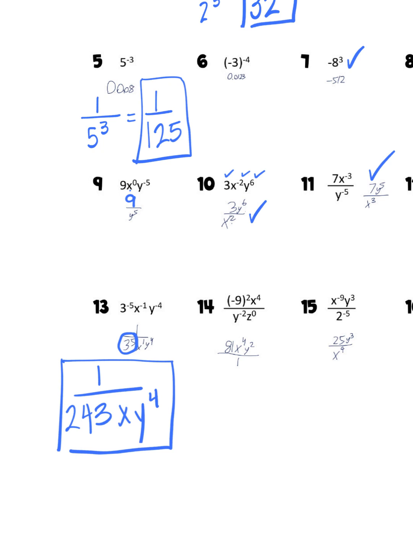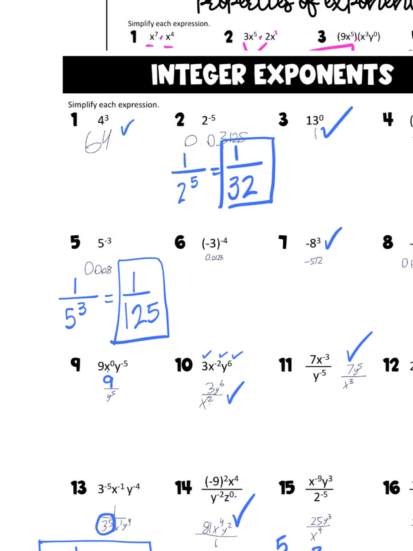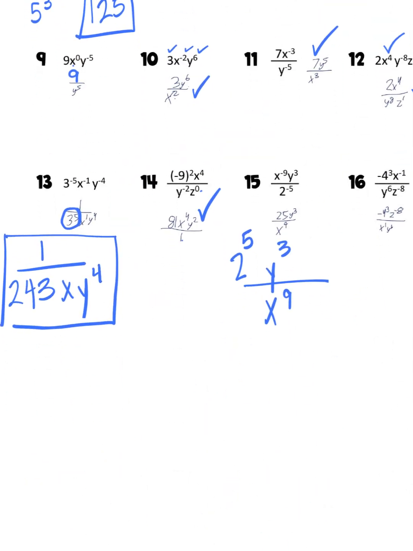Like you did here. You did 9 squared is 81. X to the 4th, and you move that up, and you have that there. You don't have to keep the 1 in the bottom, but it's still the right answer. This one here, you switched the x to the 9 in the bottom. You kept the y to the 3 in the top. This 2 to the 5th. So again, if you think back up here, we had 2 to the 5th. So you want to turn that into a 32 y cubed over x to the 9th.